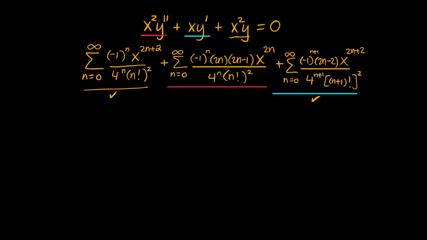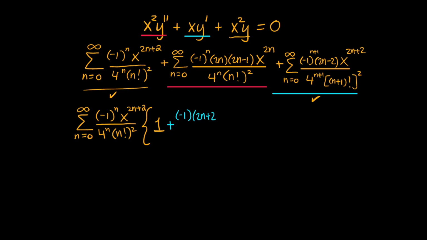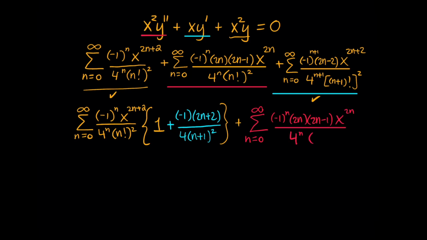So we notice that these two series that I've just checked off are both in terms of x to the 2n plus 2 power. So I can combine those two series by adding them together and writing them as a single series. Factoring out a negative 1 to the nth power x to the 2n plus 2 all over 4 to the nth power n factorial squared, I can write out the term that would be left after combining those two series, and then writing the leftover middle series on the end there in red.